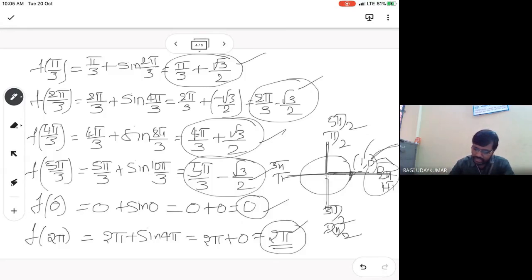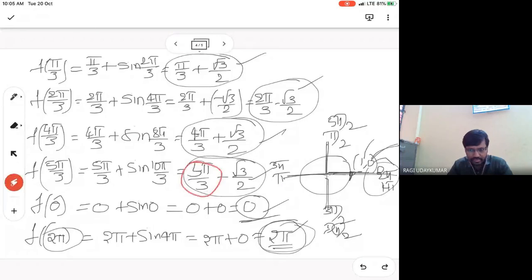Okay. So here the maximum value is 2 pi and it attains at the points of 2, and the minimum value is 0. Because if you compare the values, this value is less than 2 pi. 5 pi by 3 is less than 2 pi. And from that only root 3 by 2 is subtracted, so that is less than 2 pi by 3 you can say. Even this is the same way.